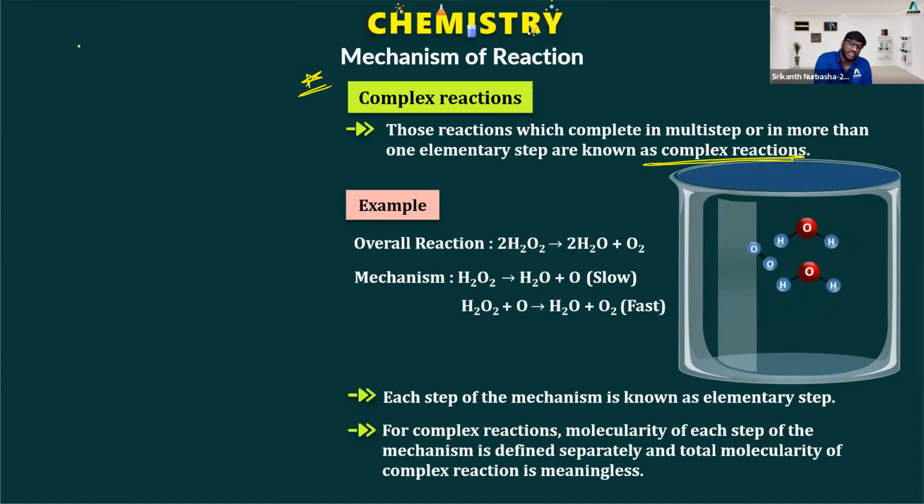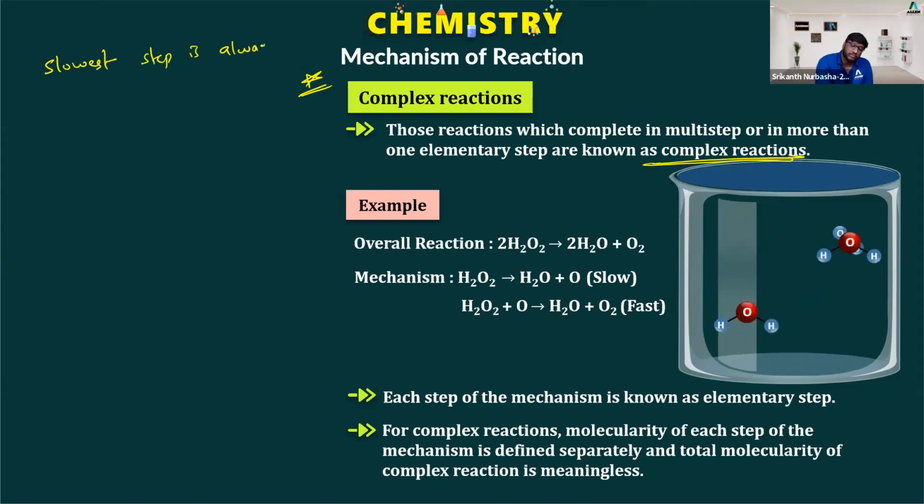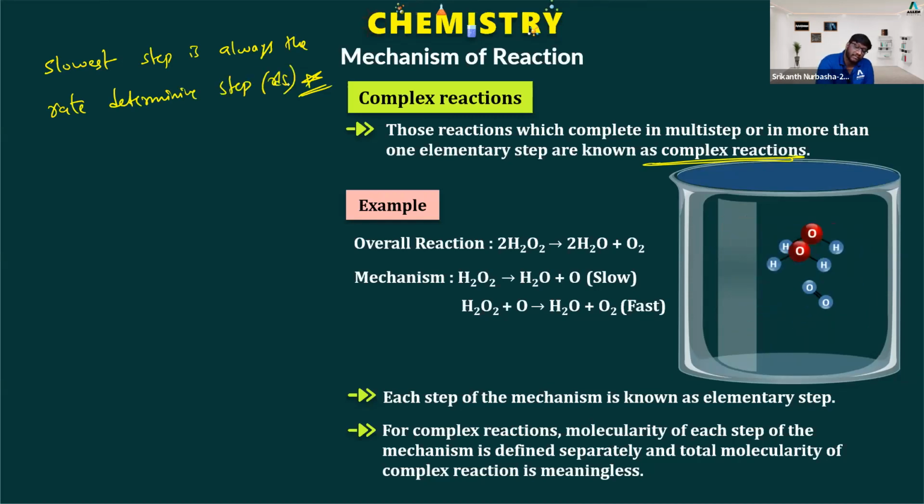What is the rate determining step? The slowest step is always the rate determining step, or RDS.